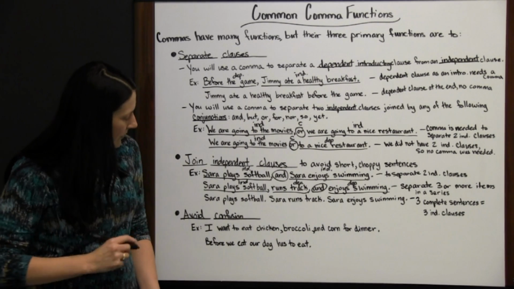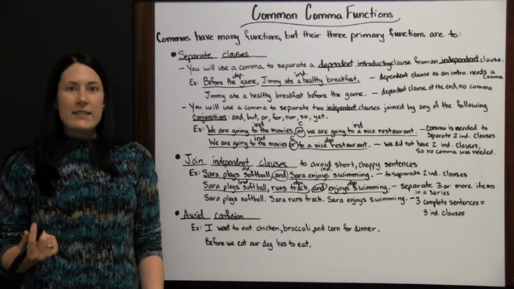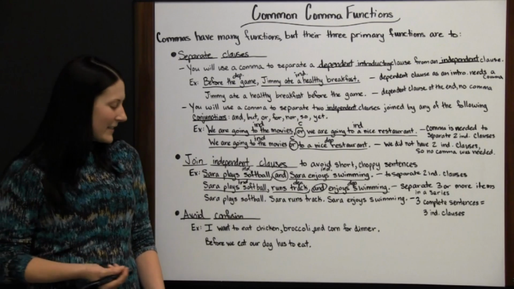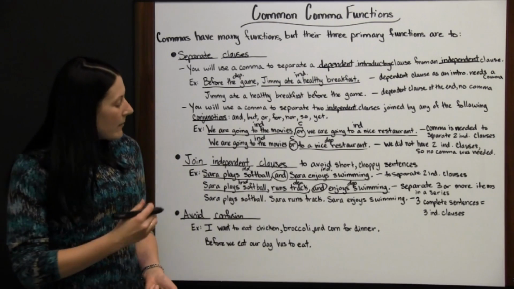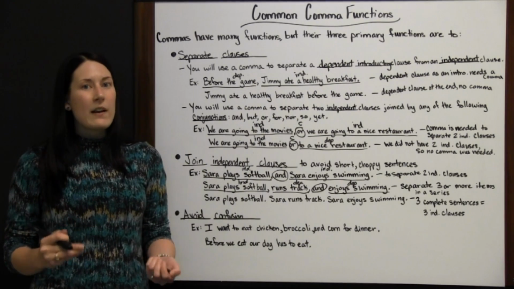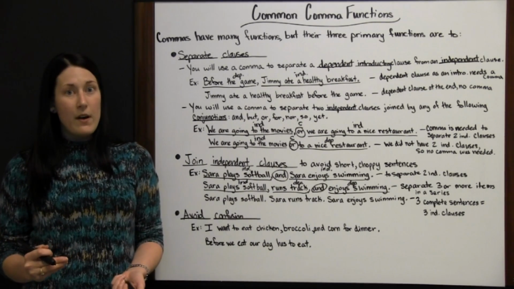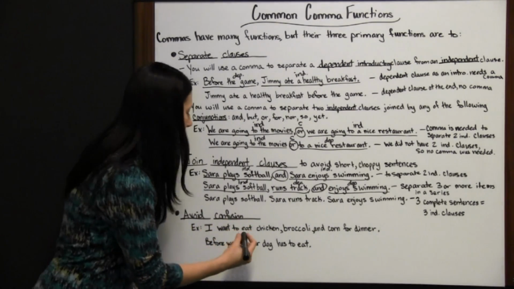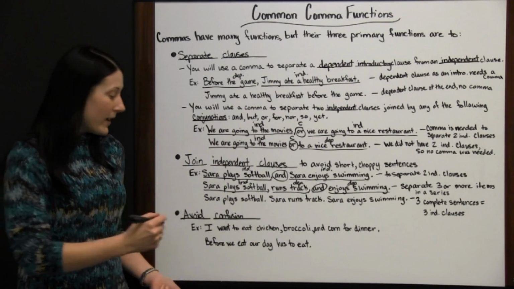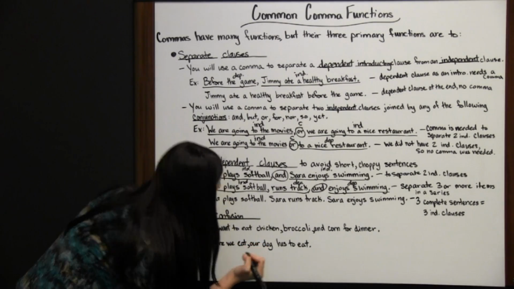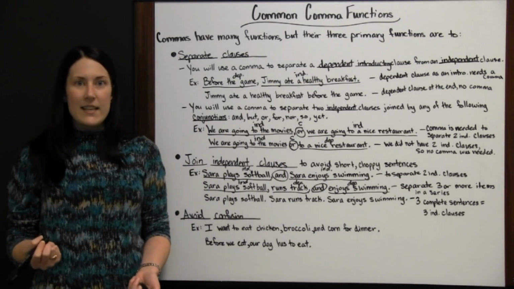Let's look at the next example. "Before we eat our dog has to eat." This doesn't make sense. Before we eat our dog, you're not going to eat your dog. But if you're reading this sentence quickly, without a comma there to slow you down and make you pause, you don't read it correctly. You would have to read it a second or third time to get what the author's meaning actually was. So you would say, "Before we eat, our dog has to eat."